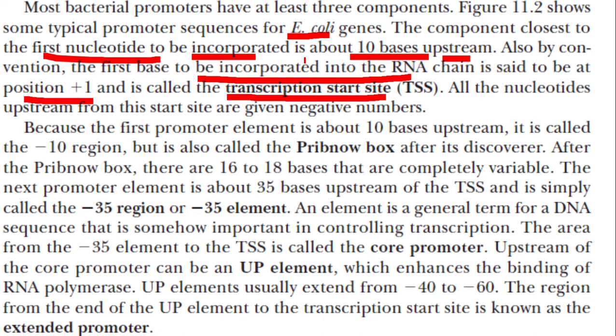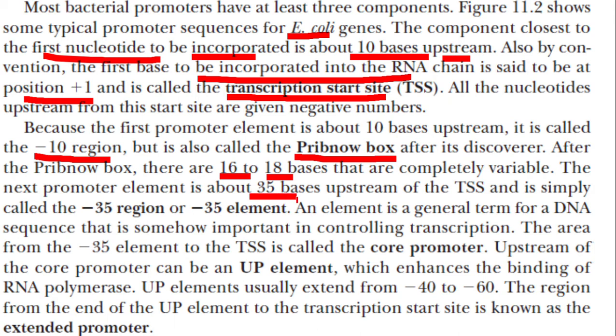Now you might have understood, somewhere here we found a term 10 bases. Upstream means 10 bases towards the left of the +1, and we call it -10 region. Here you can see it. This -10 region is called the Pribnow box, after the name of the discoverer, Pribnow. After the Pribnow box, there are 16 to 18 bases. They are completely variable. The next promoter element is about 35 bases upstream.